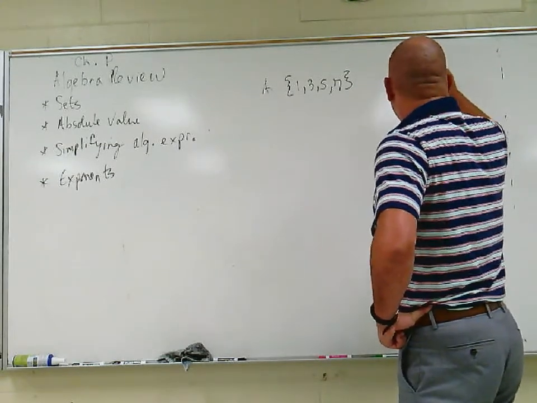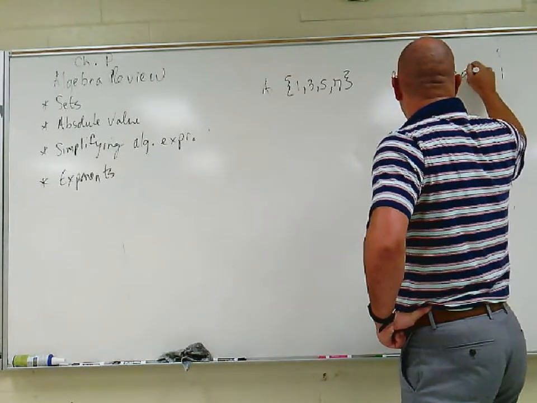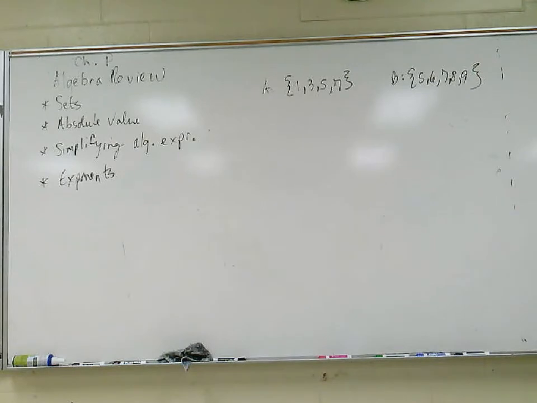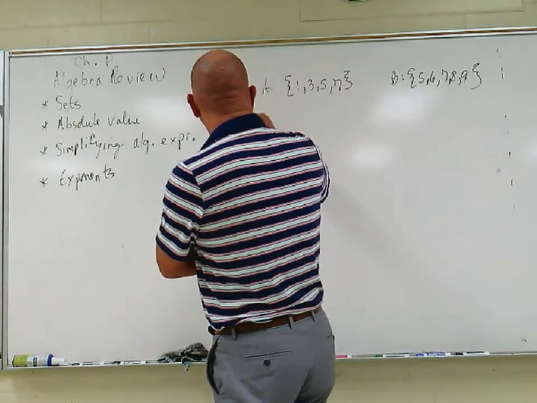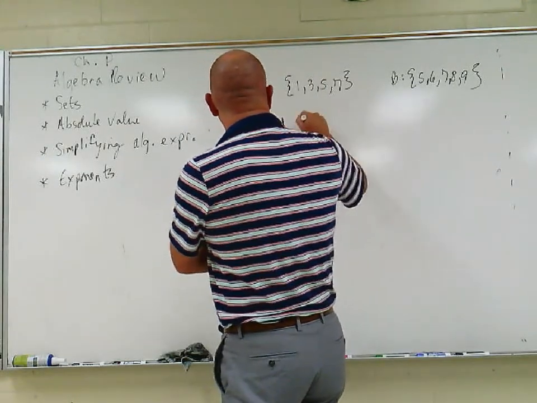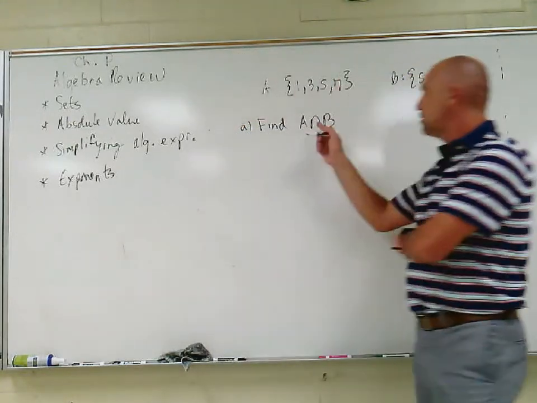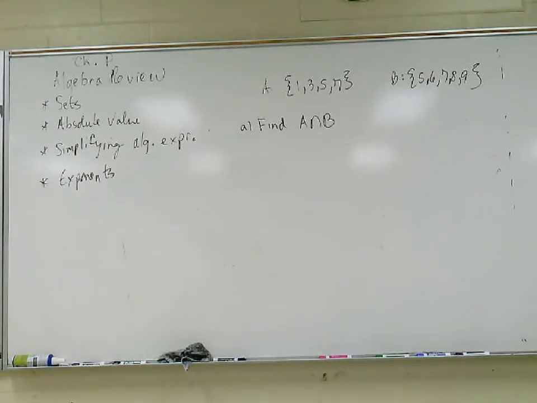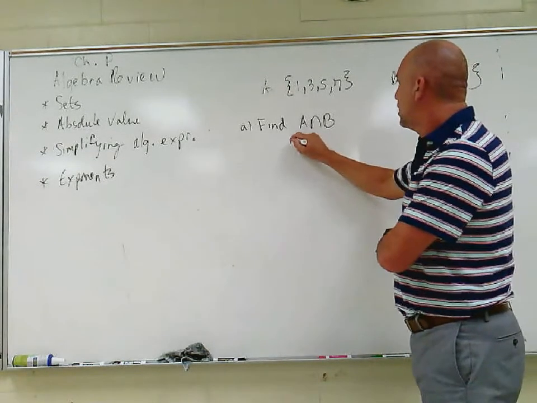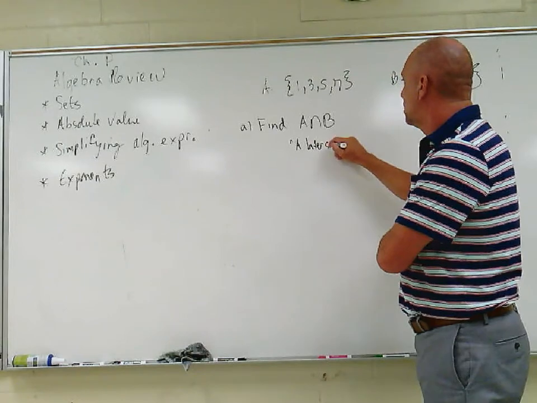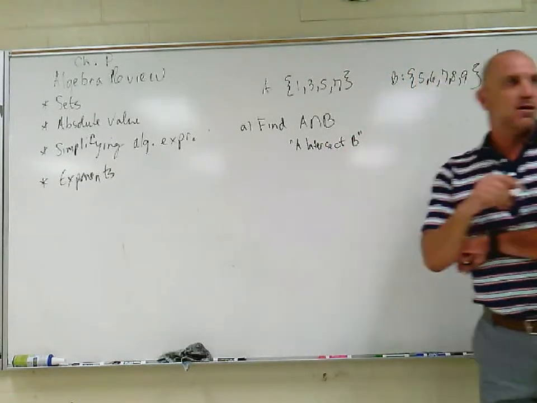And then 5, 6, 7, 8, 9, set B. I'm just making something up. We use capital letters. My review for you is to remember what the symbols mean for intersection and for union, to see if you remember. So on this one, part A, find A intersect B. That's like an upside down U. This symbol here is read A intersect B.